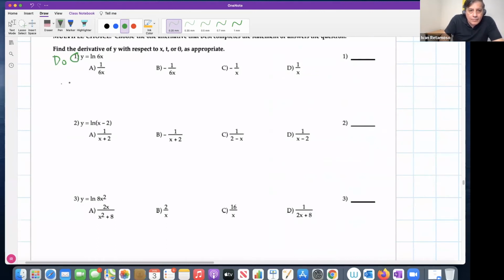Do this. y equals natural log of 6x. Can you take the derivative of this? Recall, the derivative with respect to x of ln of x is just 1 over x, right? Recall that, use that for this. So y prime. Try this, guys. And the hint: look at this as your outside function. Look at this as your inside function.